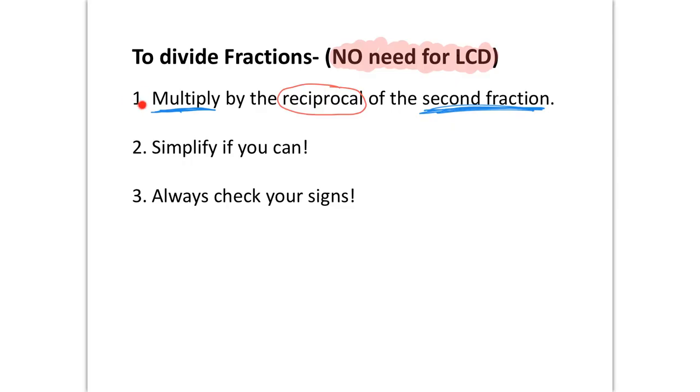After you do step number one, you set it up, multiply by the reciprocal of the second fraction. Step number two, simplify if you can. And step number three, always check your signs. Remember that we have negatives and positives, so you have to check your signs and follow the rules for multiplying integers. So let's look at some examples.